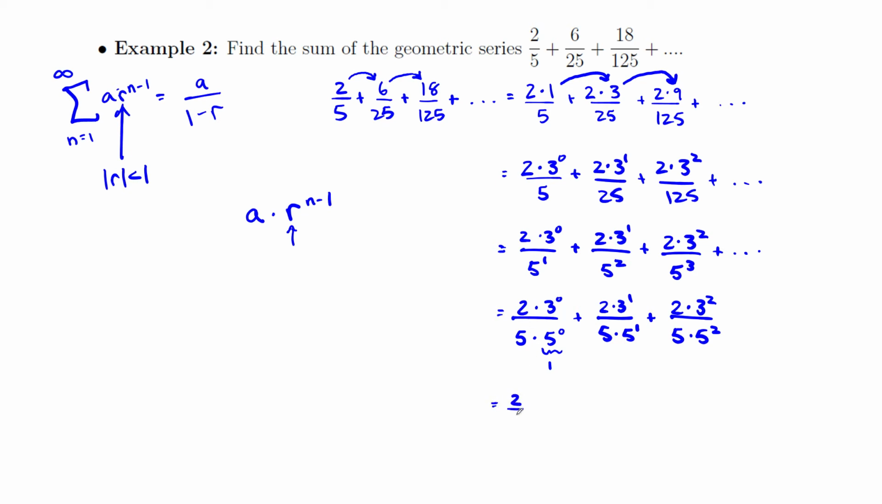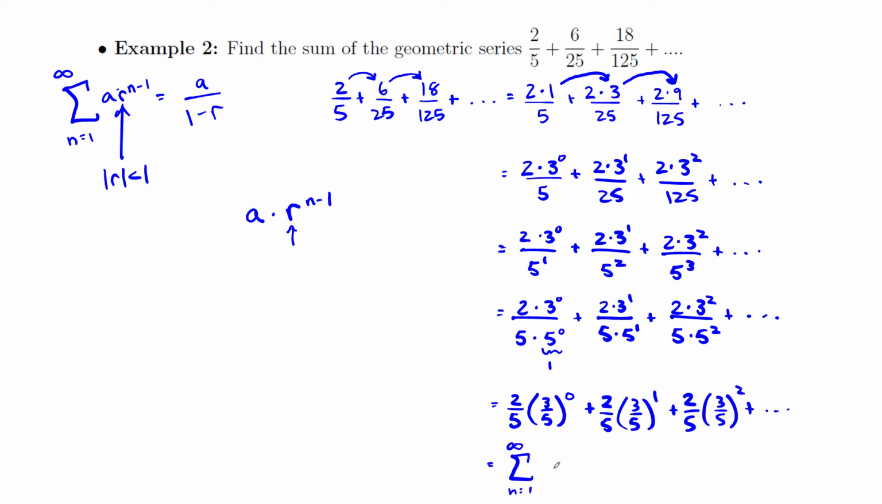This first term is going to be 2/5 times 3/5 to the 0 plus 2/5 times 3/5 to the first plus 2/5 times 3/5 squared, and so on. All right, so now we've got it. We can now see this is my a, right? 2/5 is the a, so this is going to be the sum from n equals 1 to infinity of a, which is 2/5, times 3/5 to the n minus 1, right? So there's our r, and there's our a.